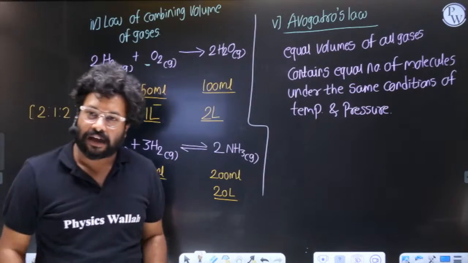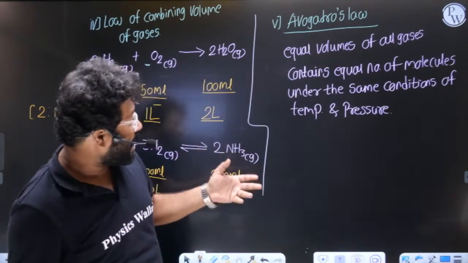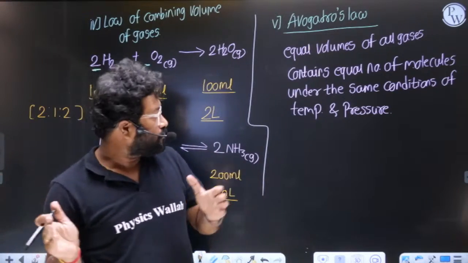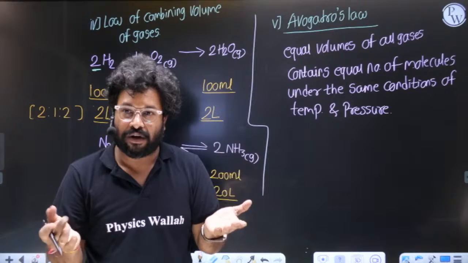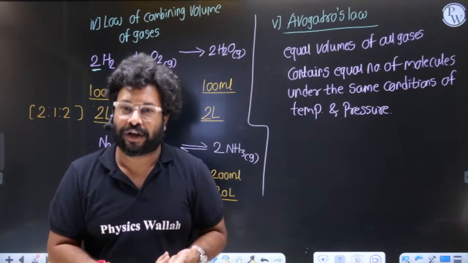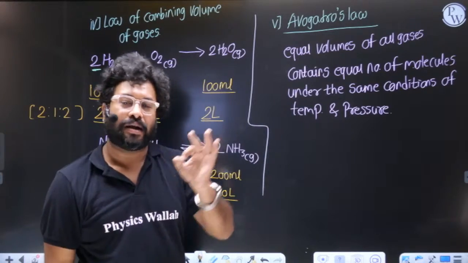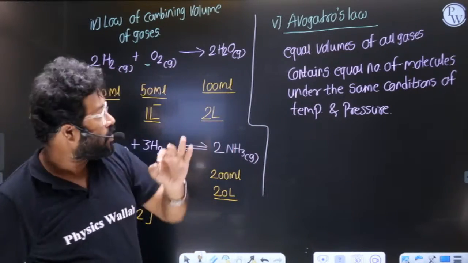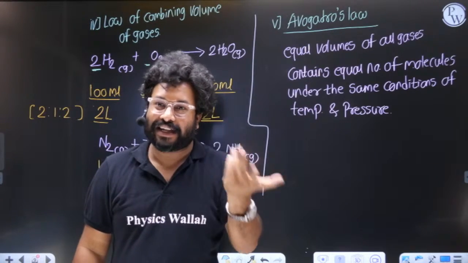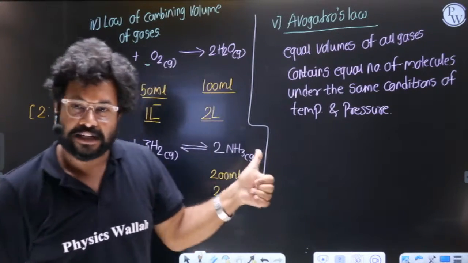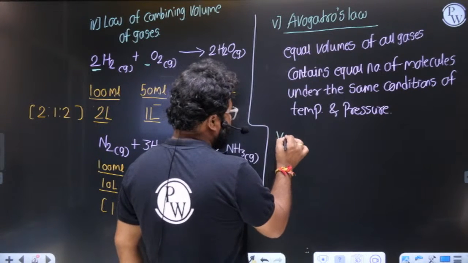Okay? So if you are having 2 or more gases, and if their volumes are equal, temperature and pressure is also equal, then all those gases would always contain equal number of molecules. That is what the Avogadro law is all about. Is this clear to you? Okay. There's one more law of Avogadro, which I am going to extend here.